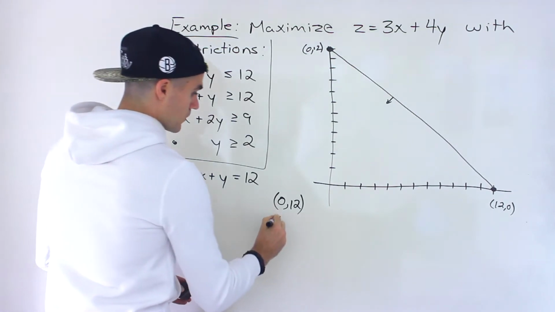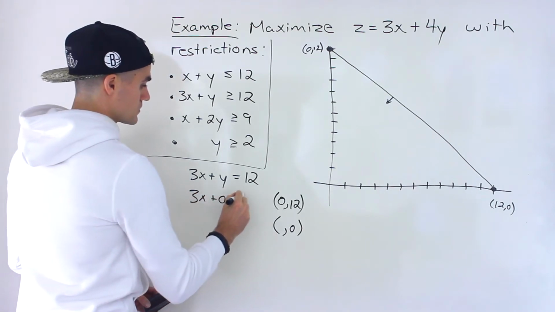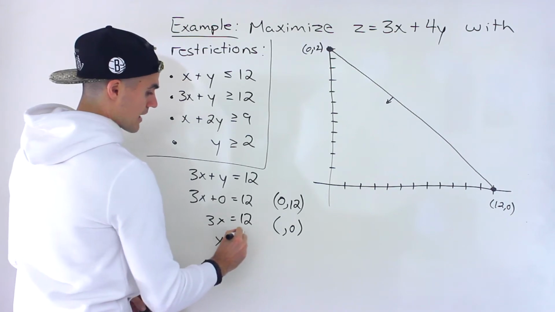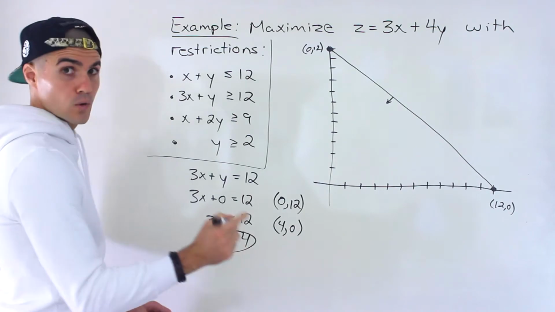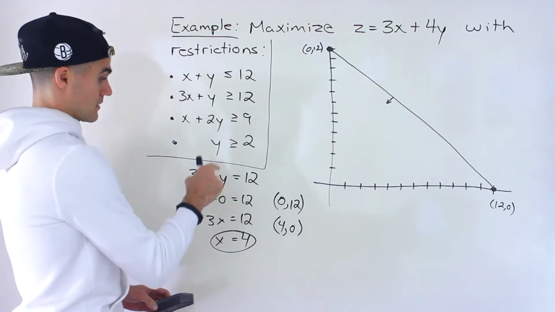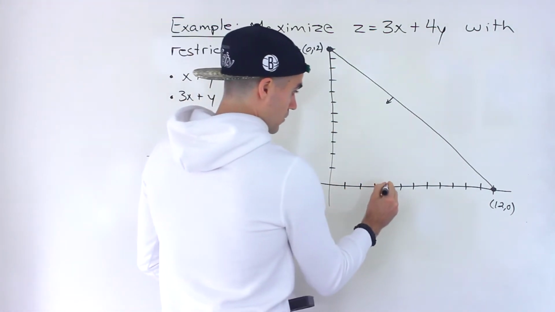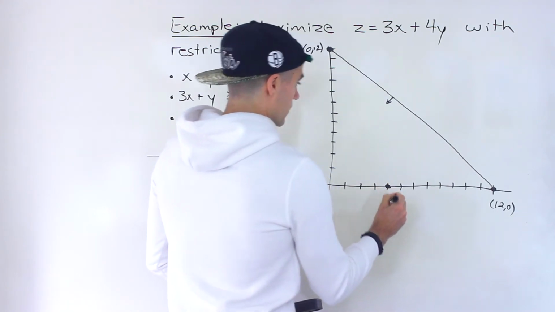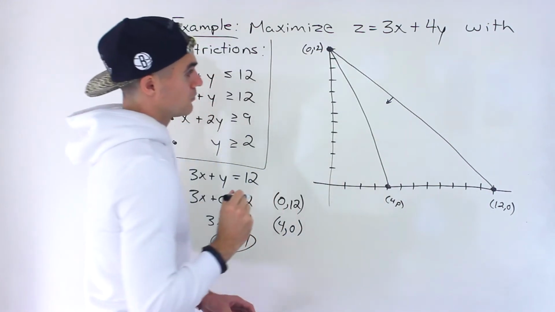So if we want the x-intercept, we plug in 0 for y, so we'd end up with 3x plus 0 is equal to 12, which would be 3x is equal to 12, which means x is equal to 4. So 4 and 0 would be the x-intercept of this line, 3x plus y is equal to 12. So 4 and 0 would be over here, right? And so if we connect these 2 points, we'd end up with that line.